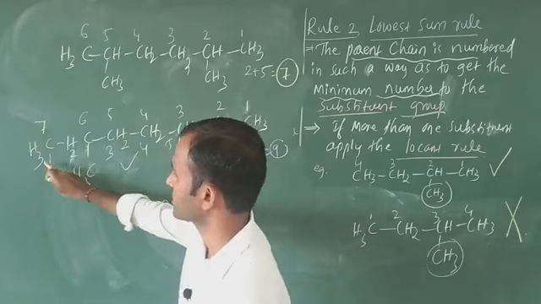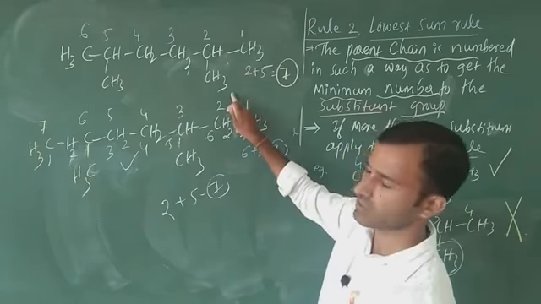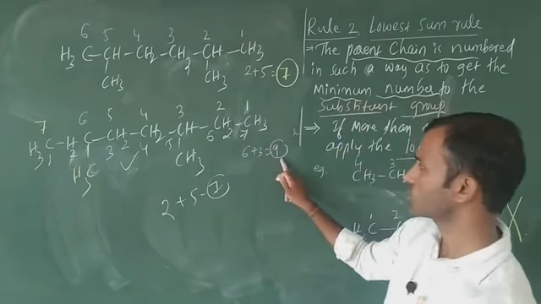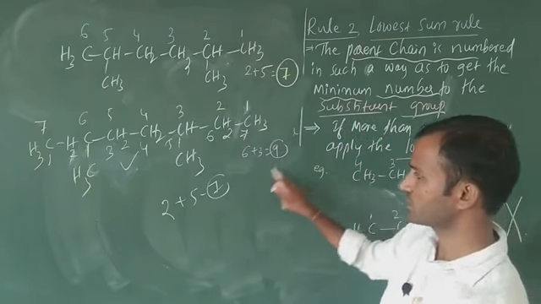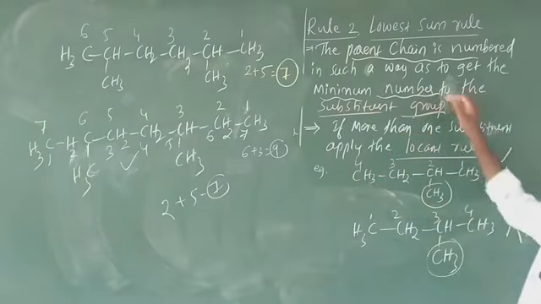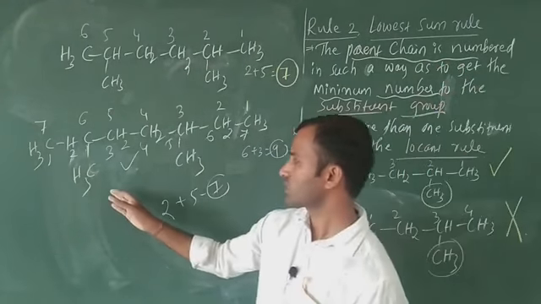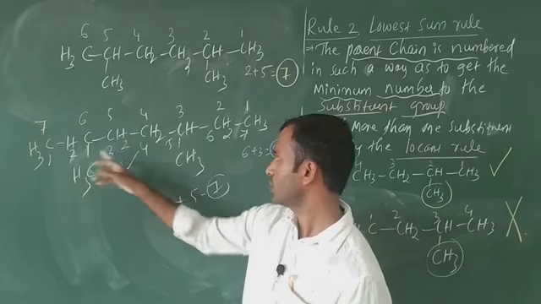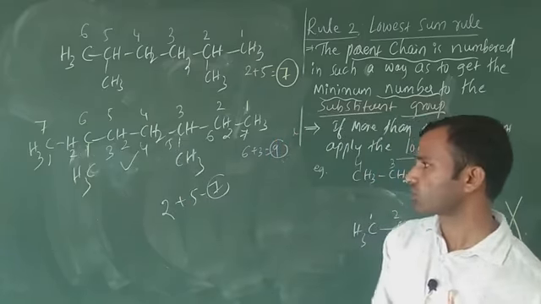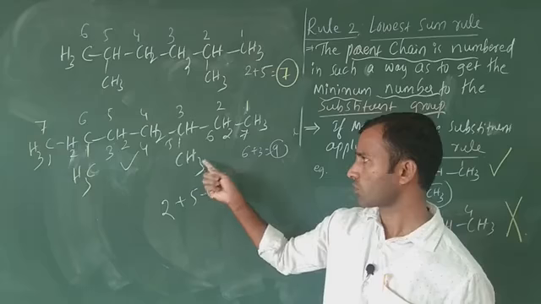This order is right, 1, 2, 3, 4, 5, 6, 7. This order is wrong, because in this case the sum of the locants is very high, 9, but this is 7. You have to select the lowest sum rule. According to this we are going to select the lowest sum rule. Now tell me what is the IUPAC nomenclature of this one. 2, 5 dimethylheptane is the IUPAC nomenclature. I repeat one more time, 2,5-dimethylheptane.